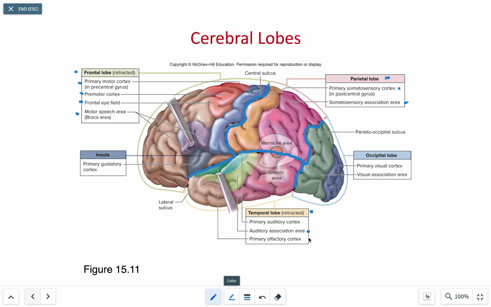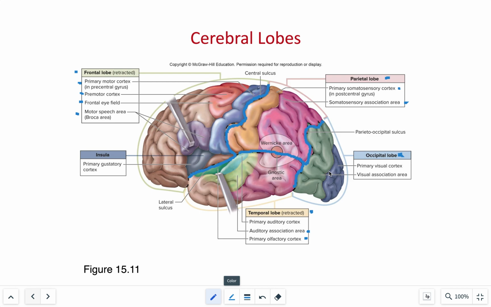The primary olfactory cortex would also be in the temporal lobe. And the primary auditory cortex is where we're storing information on word sounds, or sounds of words and syllables, things like that. The occipital lobe, which again, the parietal occipital sulcus would be the main border for this lobe.